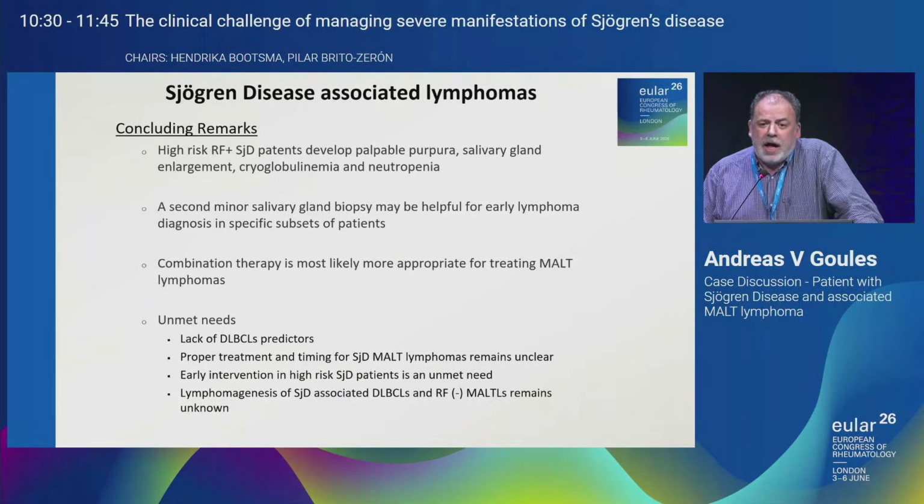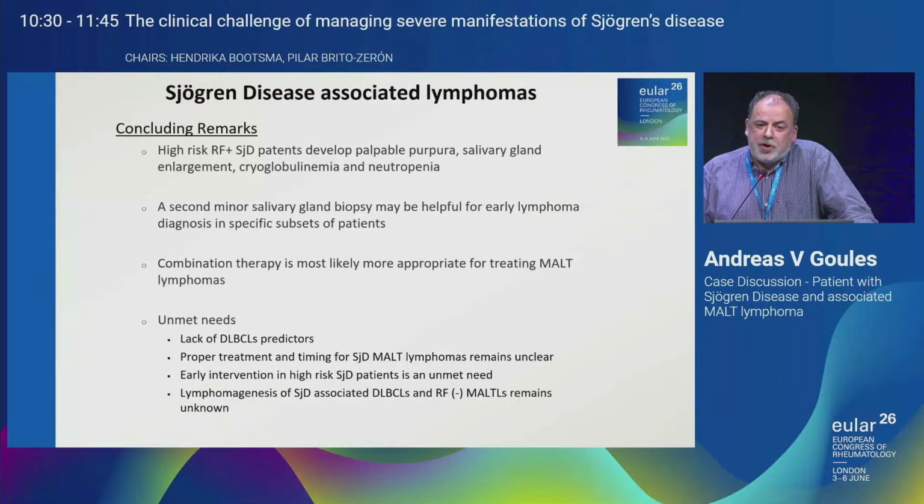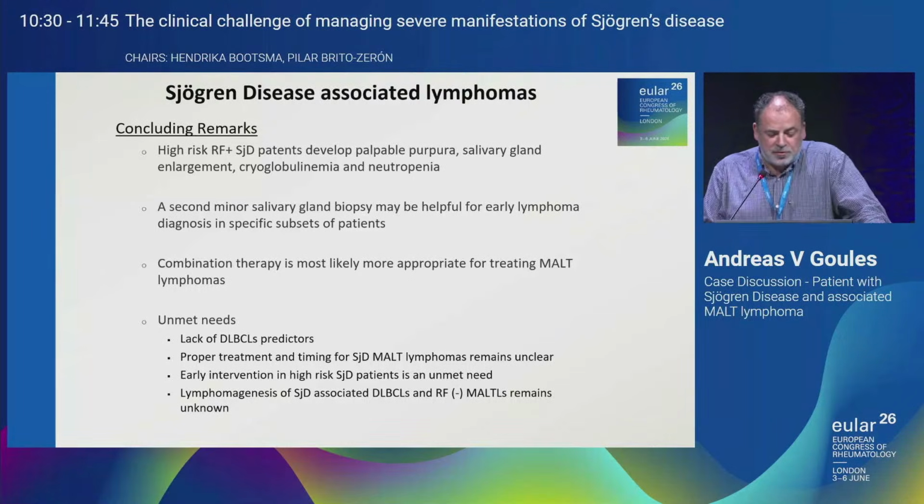We know that for high-risk rheumatoid factor positive patients, there's a specific trajectory to follow up. Repeated biopsies are a matter of open question and need validation. The combination therapy for the moment seems an appropriate treatment for multiple lymphomas, and of course there are many unmet needs. There are no predictors for DLBC lymphomas in Sjogren's.